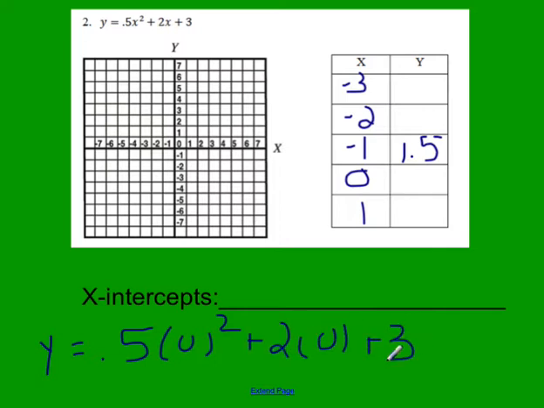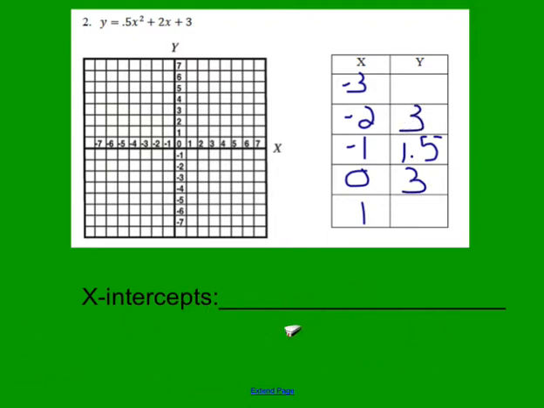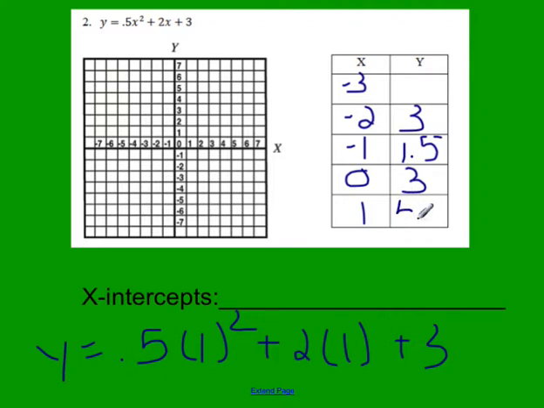So when I plug in 0, I end up with 3. That's for this one and this one. Next, let's plug in 1 and see what we get. Remember, it needs to be symmetrical on either side. And that's what will give us our y. And when you do that, you end up with 5.5 on either end.